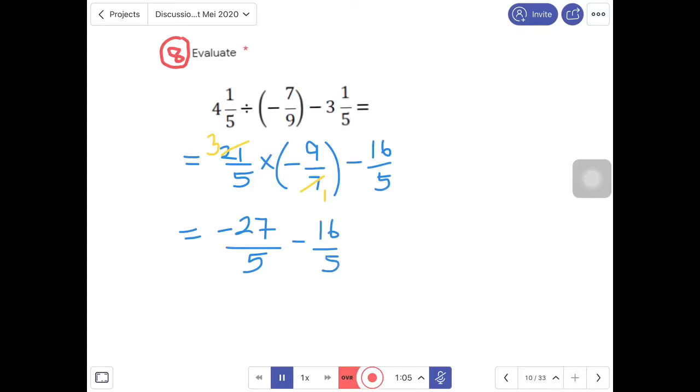16/5. So since our denominator is common for the two fractions, so negative 27 minus 16. So you are already at the negative, and then you minus some more. Your answer will be more negative. Negative 43/5. Or you can also write in the form of mixed fraction, negative 8 3/5.